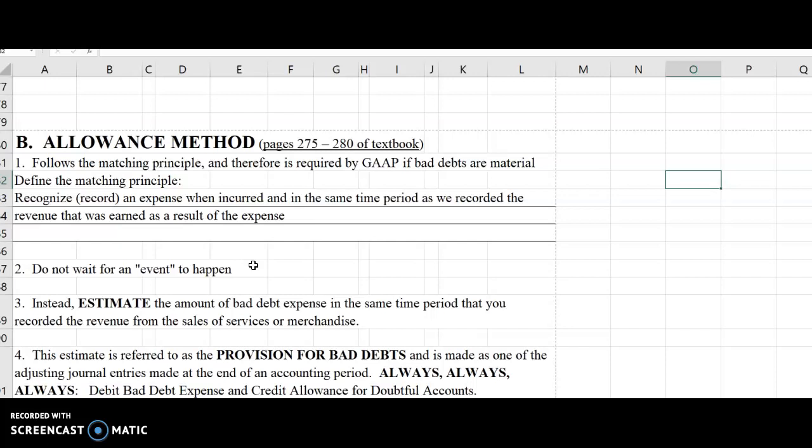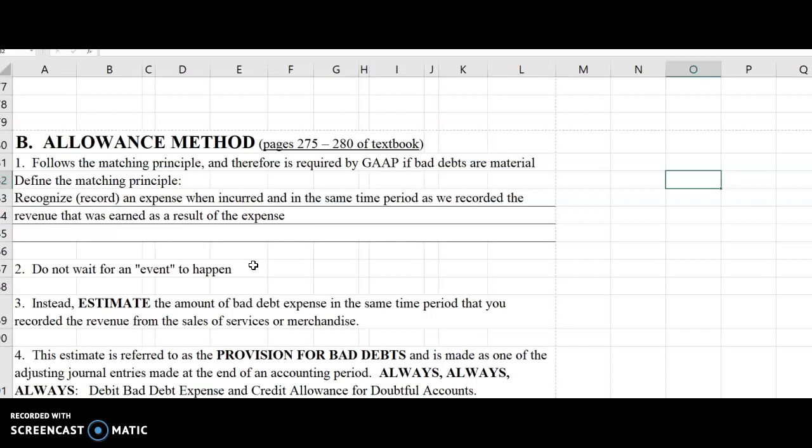The allowance method is discussed in your textbook on pages 275 through 280. And the allowance method does follow the matching principle and is therefore required by generally accepted accounting principles if bad debts are material. A definition of the matching principle is that we recognize or record an expense when it is incurred and in the same time period that we record the revenue that was earned as a result of the expense. In other words, we record bad debts in the same time period that we record the service or the revenue. We do not wait for an event to happen.